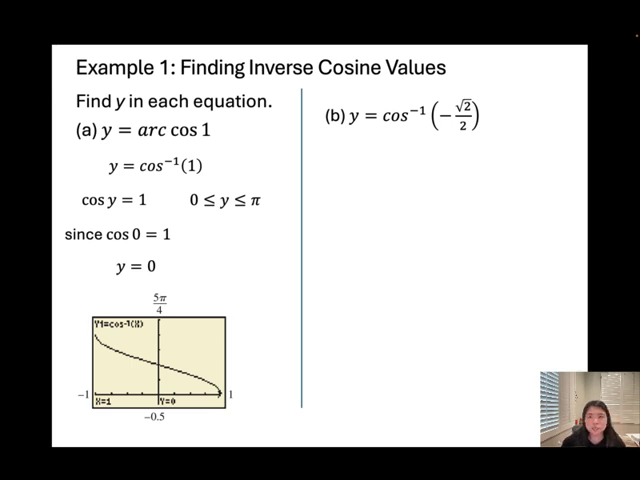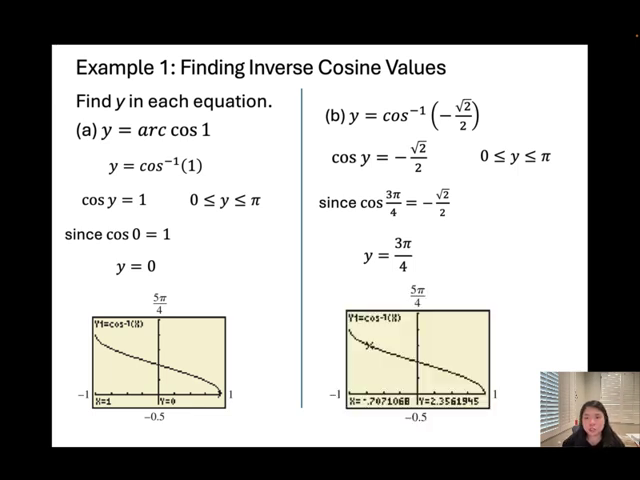Okay, B, same idea. I will have cosine y equal to negative root 2 over 2. Again, state the range for y. That will be from 0 to pi. So what is y equal to? We need to get negative root 2 over 2, and y has to be between 0 and pi. That will be 3 pi over 4, right? So y equal to 3 pi over 4. Look at the picture here.